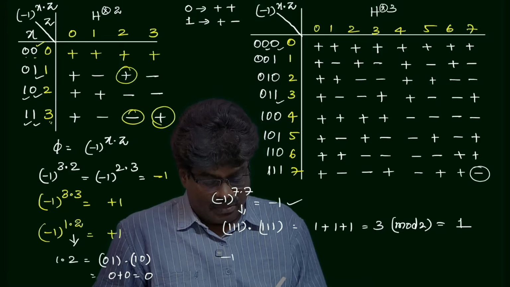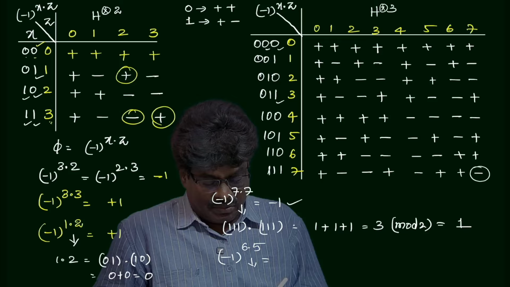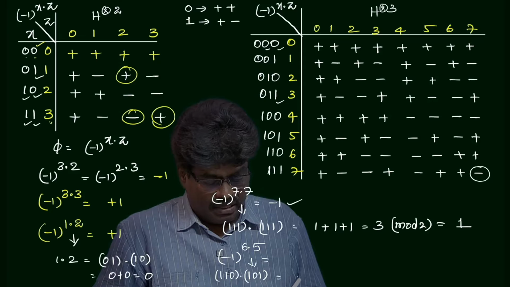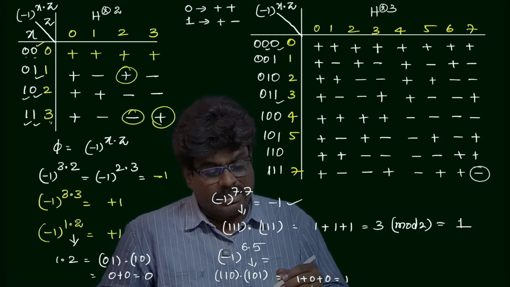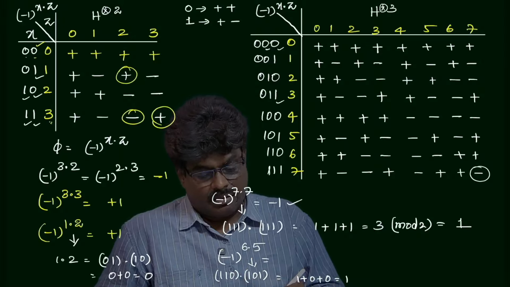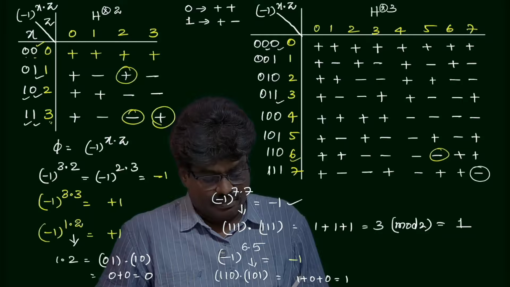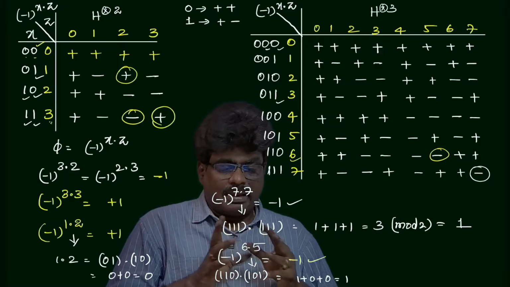For example, one more, let us find 6.5. So originally if you want to find, this is 110.101, which is nothing but 1 plus 0 plus 0, which is nothing but 1. Now in this table, here is a 6, sorry, here is a 6, and here is a 5, this one minus 1. So I hope this is useful to you.